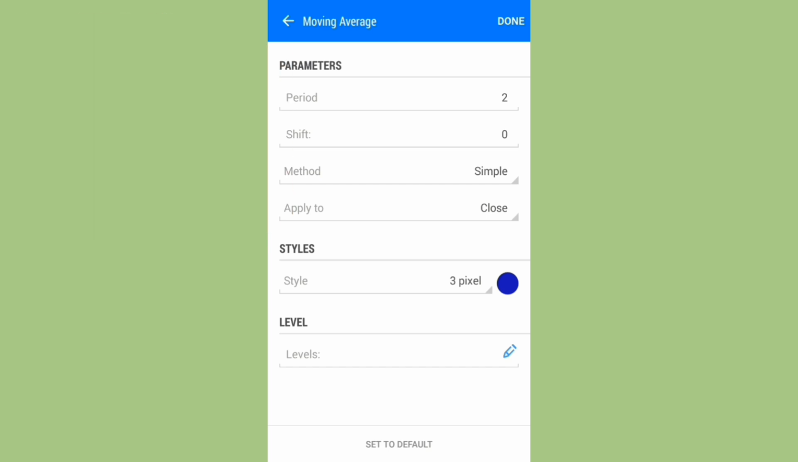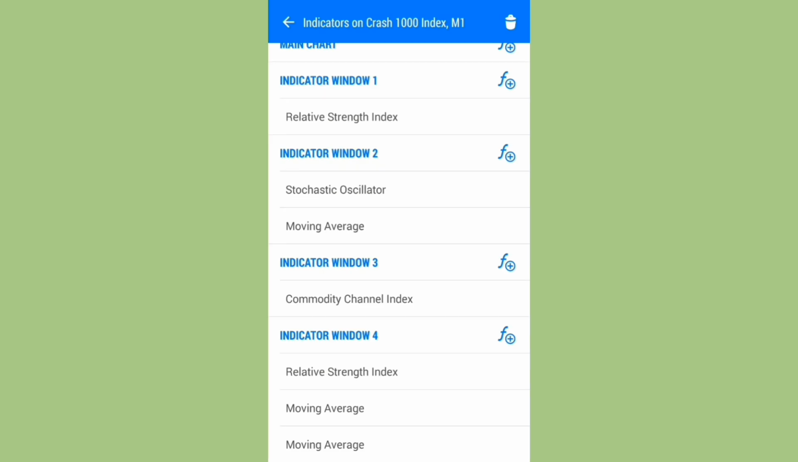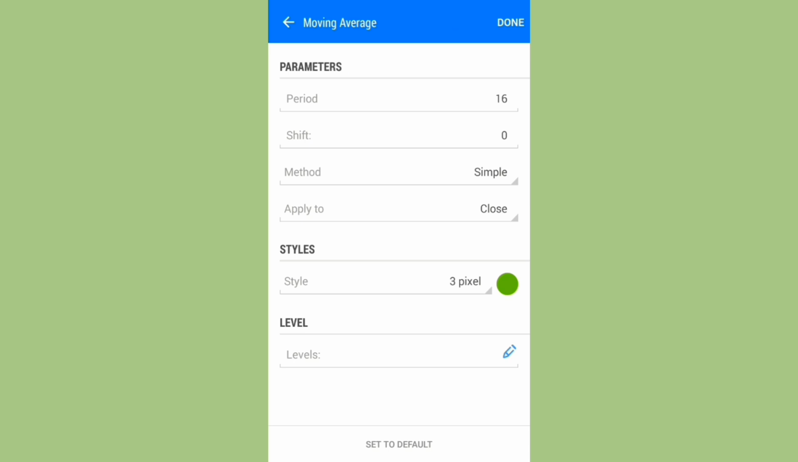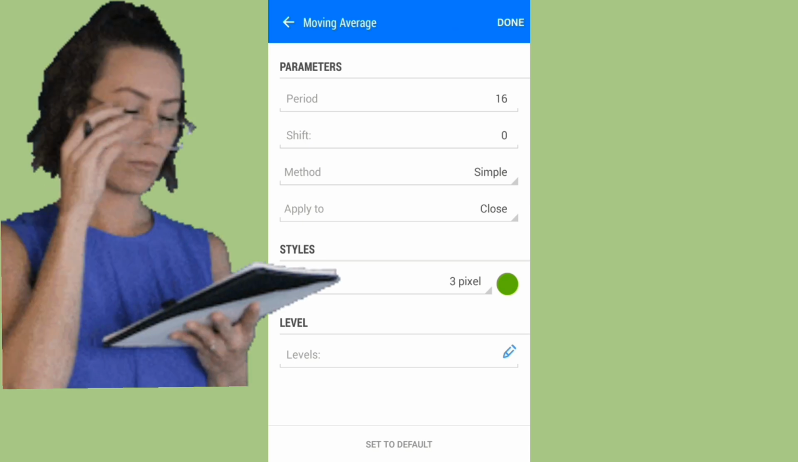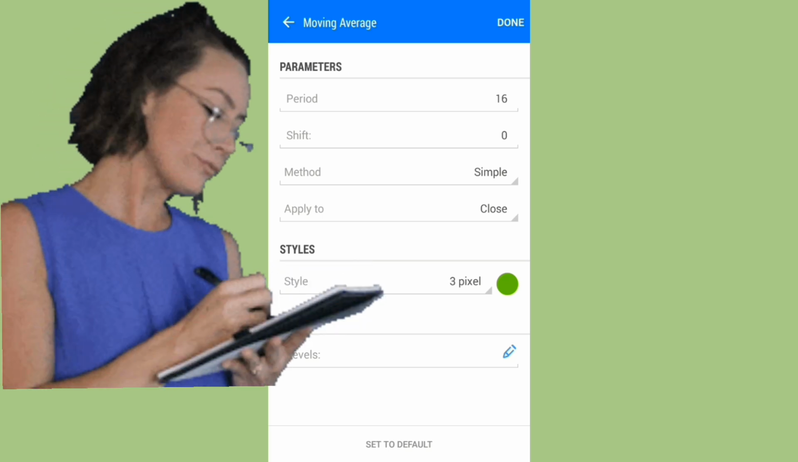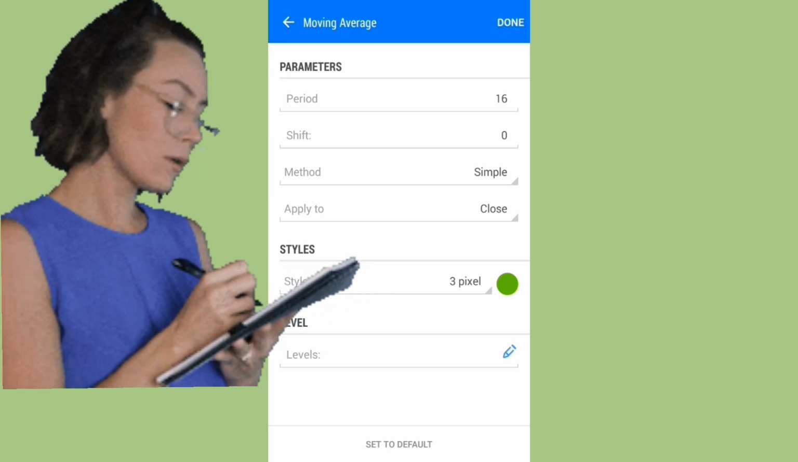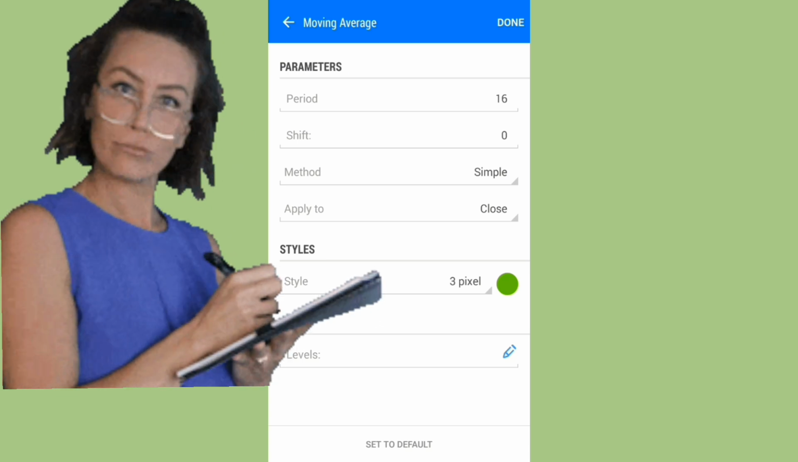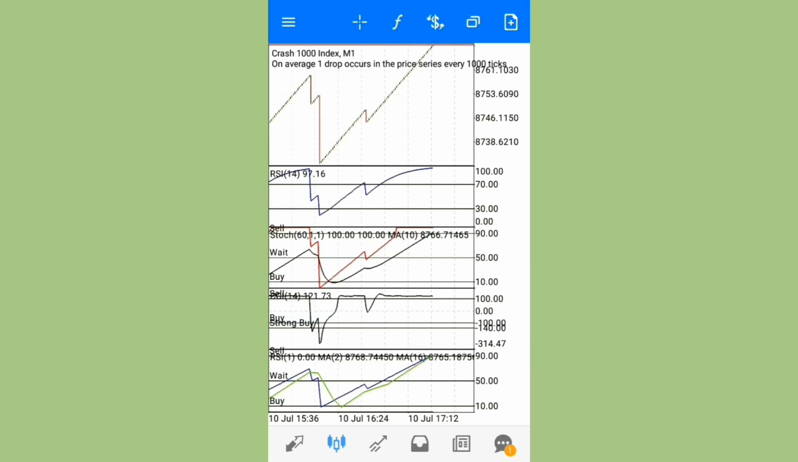Then, you click done. Last but not least is the last indicator of today's strategy, which is the moving average with the following parameters: period 16, shift 0, method simple, apply to close, style 3 pixel and the color is green. Once done adding all the settings effectively, then you should have the beautiful money downloading screen just like this one.